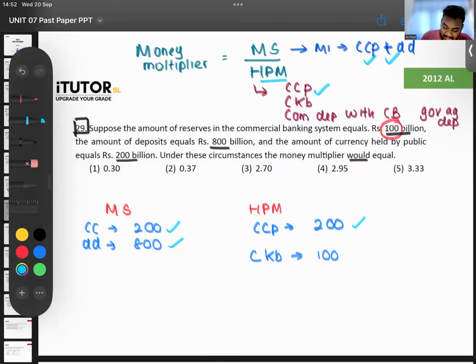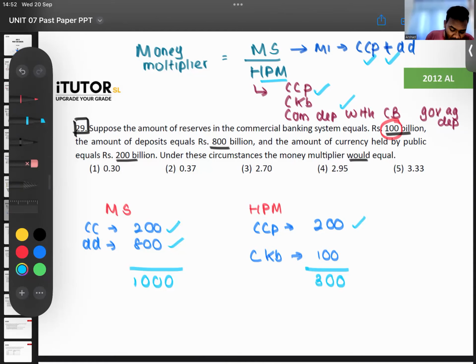Currency held by commercial banks, this reserves part we have. The others are not given, so we'll assume it's 0. The currency held by the banking system can be the excess reserve. So then the total money supply that we have is 1,000. Total high-powered money that we have is 300.